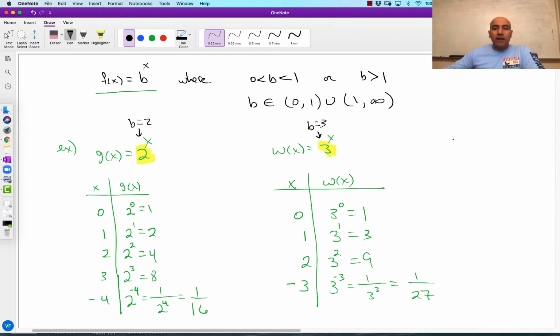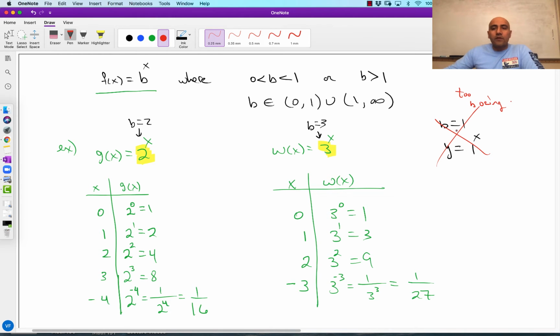The only thing we're not really going to consider is the case when b equals 1, because then that just gives you a really boring case. If we do some function y equals 1 to the x power, 1 raised to any power is 1, so the whole thing is just equal to 1. There's nothing wrong with this mathematically, it's just too boring.